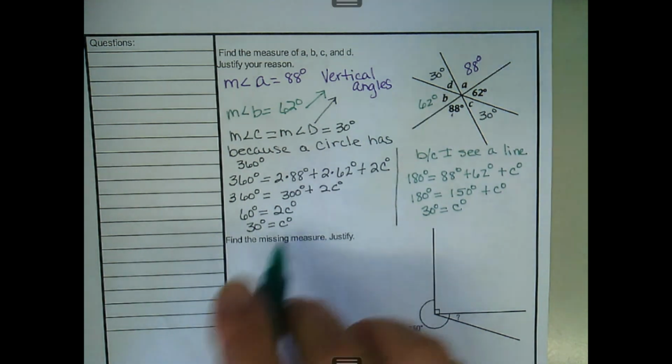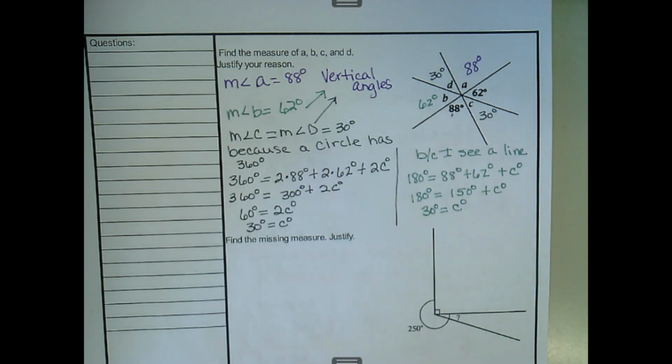Which way are you going to do it? Whichever way makes sense to you. How does your brain see it? Does it see the whole circle, or does it see that half a circle, which forms a straight line?